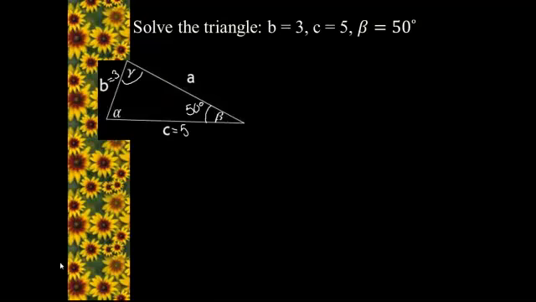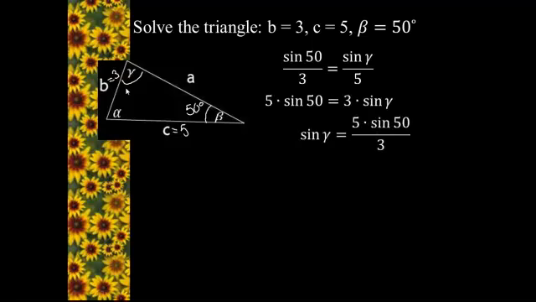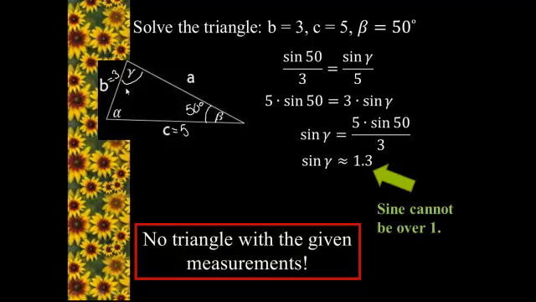Solve the triangle: B equals 3, C equals 5, and beta equals 50 degrees. I filled in everything we know and decided we're going to solve for gamma. We're going to use the law of sines, and it turns out the sine of gamma equals 5 times the sine of 50 over 3. So the sine of gamma is approximately 1.3. This is interesting because the sine cannot be over 1. It always has to be less than or equal to 1. So it turns out that there's no triangle with the given measurements.